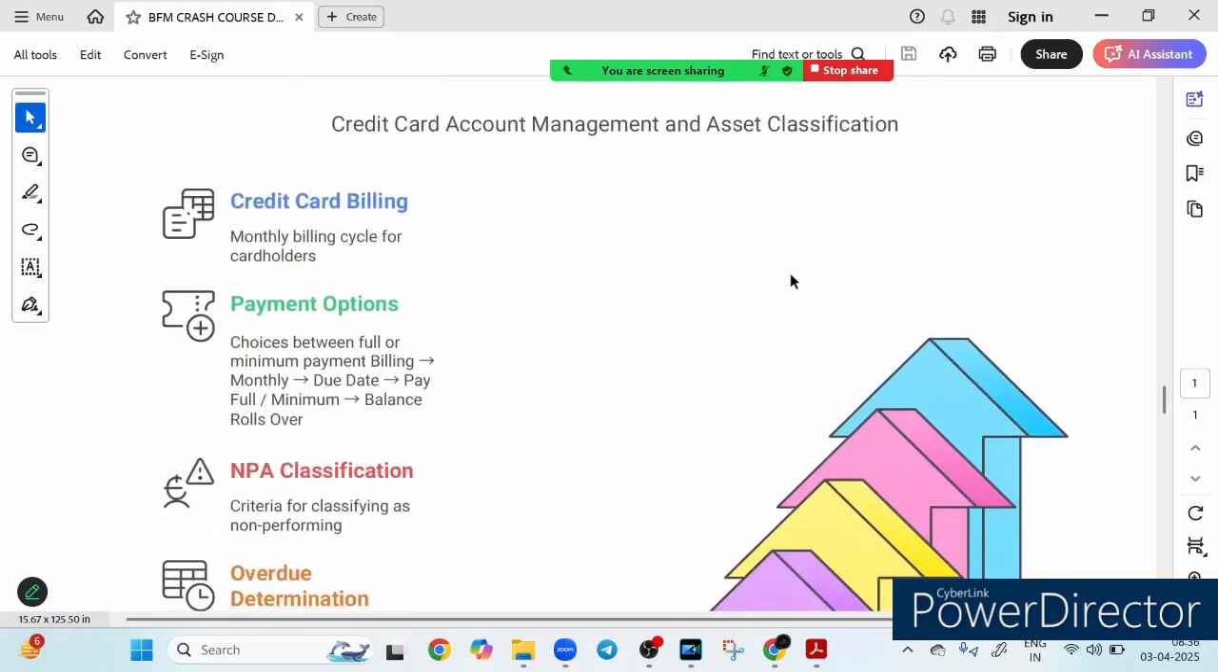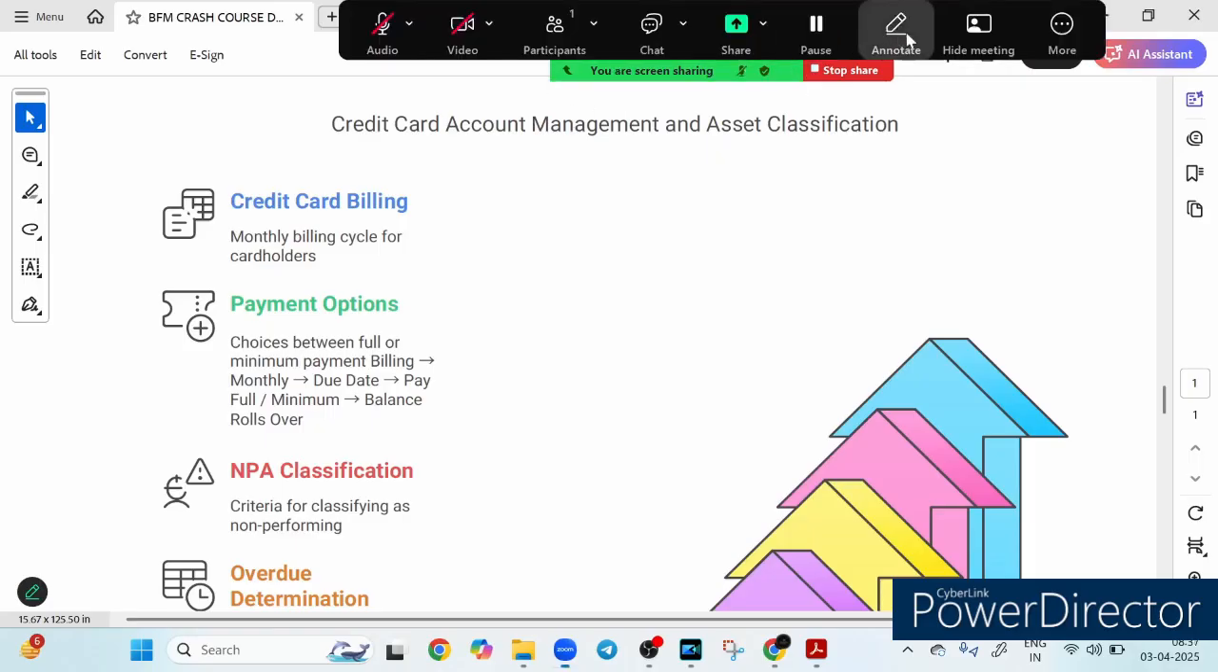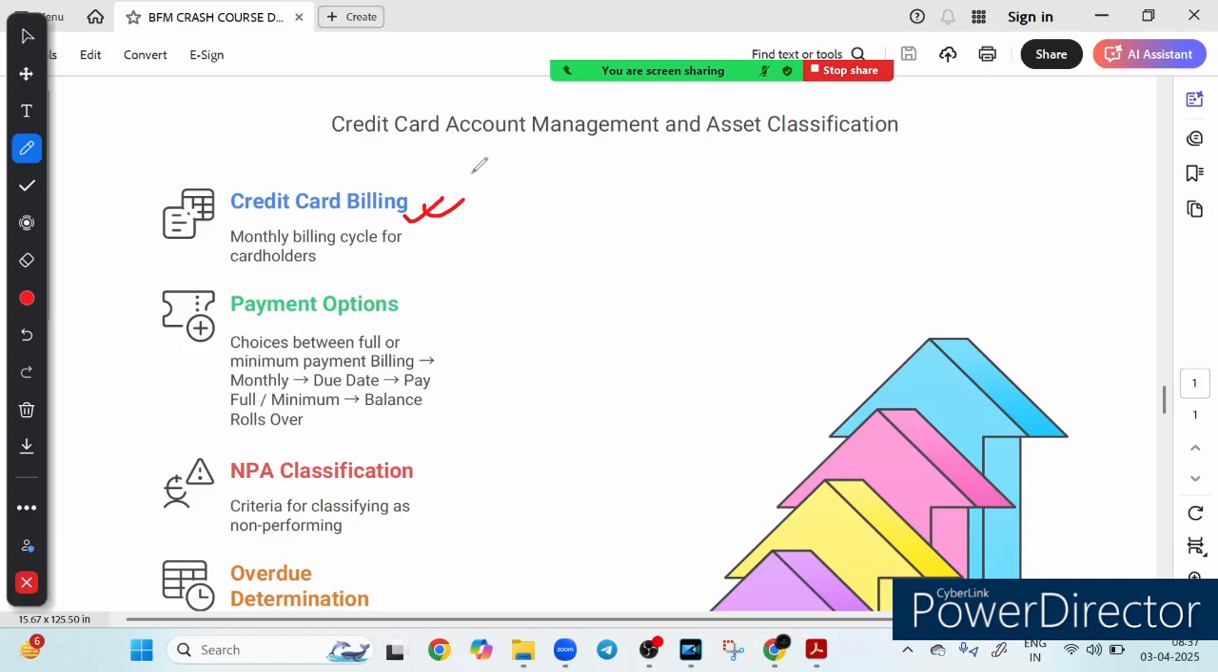Now friends, let's look at the credit card, right? So friends, if we talk about credit card account management and asset classification, there is something called credit card billing. I think you are familiar with this. The billing cycle for a credit card holder happens every month. So credit card billing refers to the process of generating your monthly statement, where you can see all the purchases, all the payments, and the total outstanding amount, right?